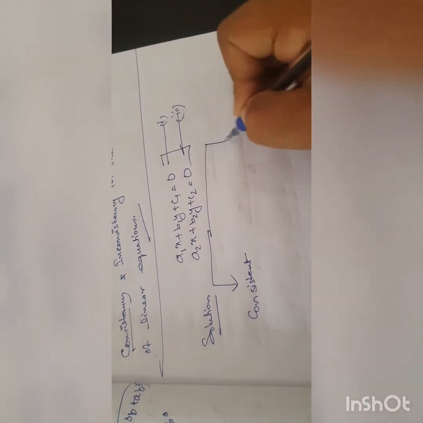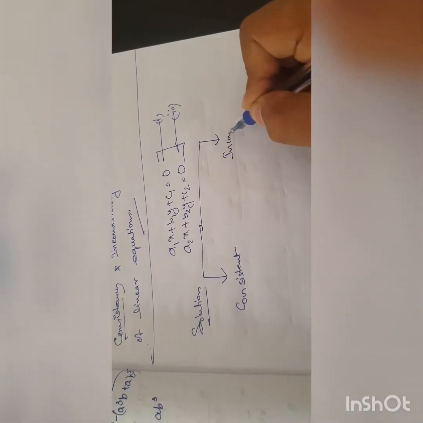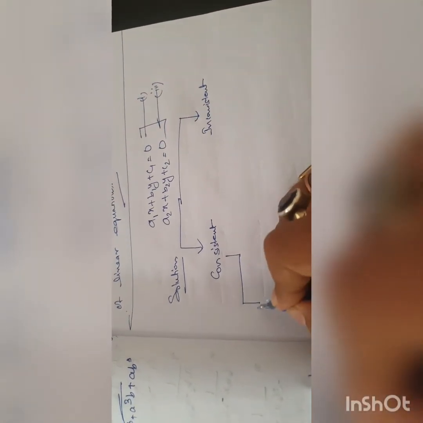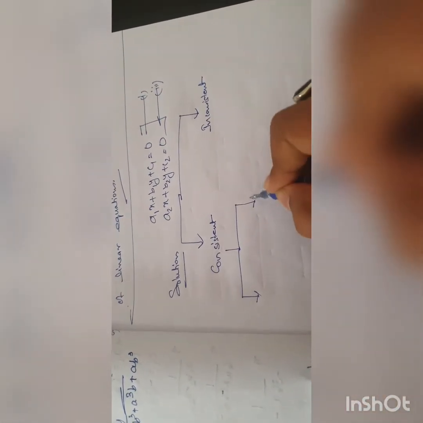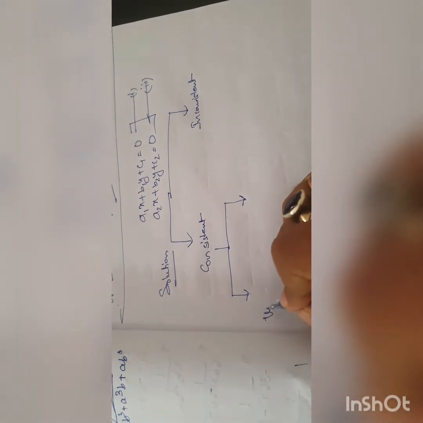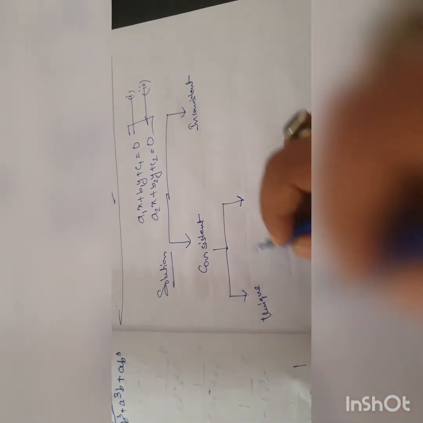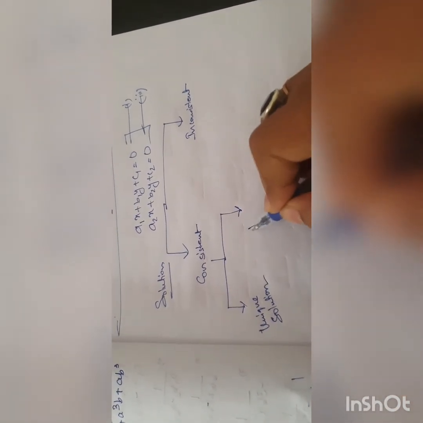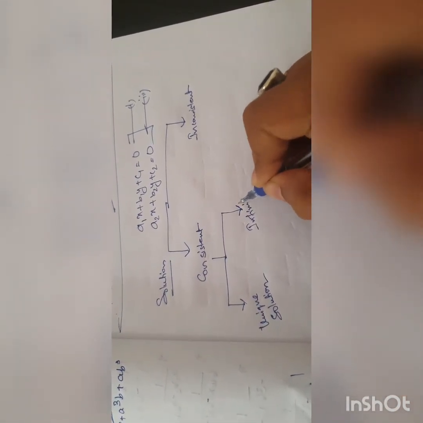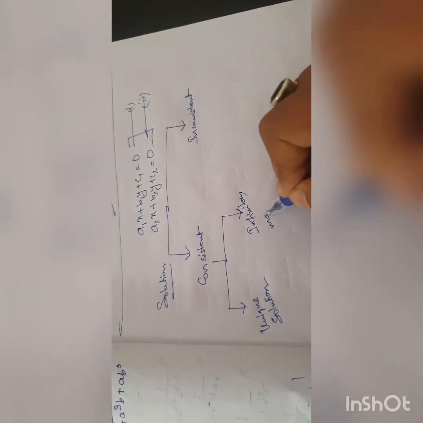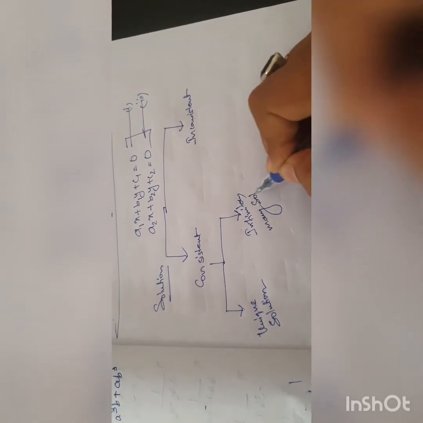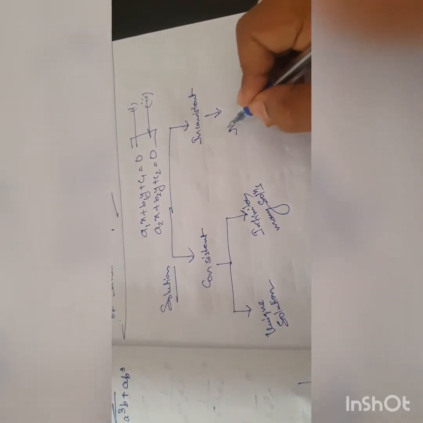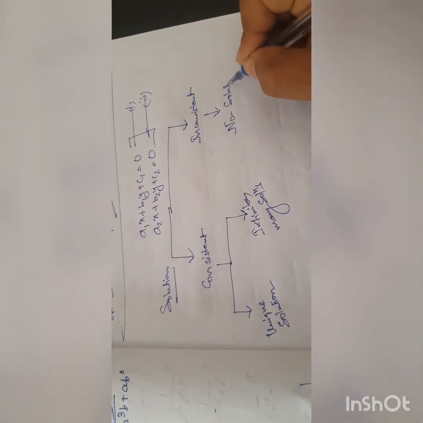can be inconsistent. Now when they can be consistent, they can be consistent in two cases: when they have a unique solution and when they have infinitely many solutions. And they can be inconsistent in only one case: when they have no solution at all.